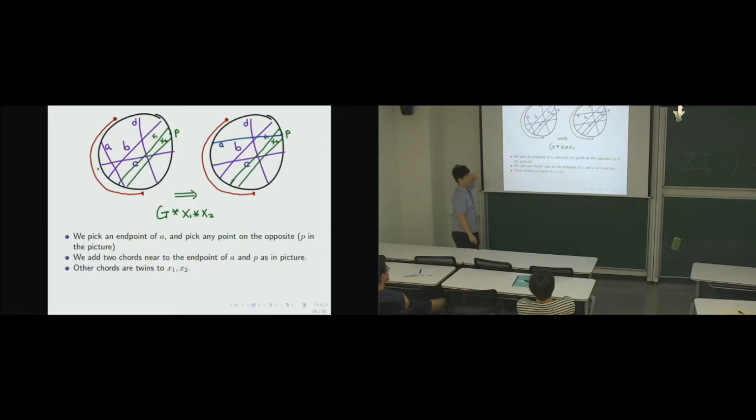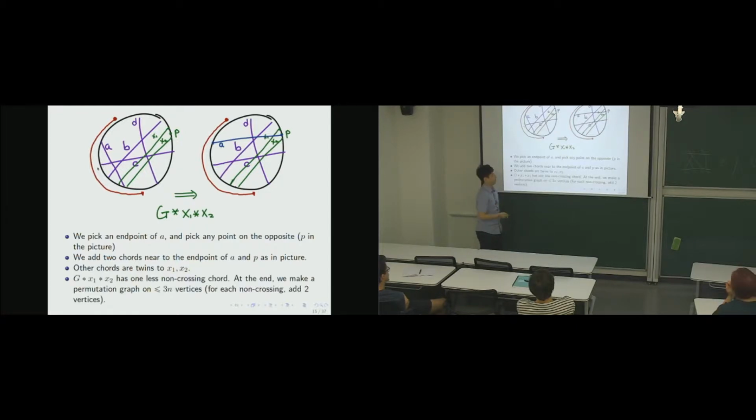So the resulting thing is that you reduce the number of non-crossing arcs by 1, right? So you have one less non-crossing chord in this way. You add the two vertices, so you have a slightly larger graph where you have one less non-crossing chord. So you recurse this argument for every vertex. So at the end, x1, x2 are really vertices of C. At the end, you will find a permutation graph on 3n vertices, which contains the original graph as a vertex-minor.